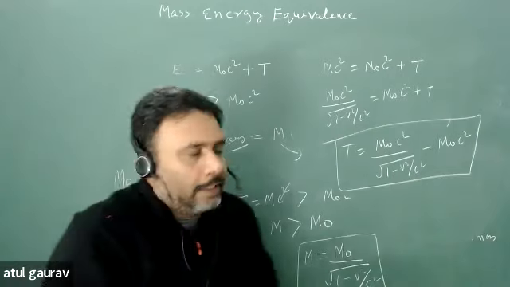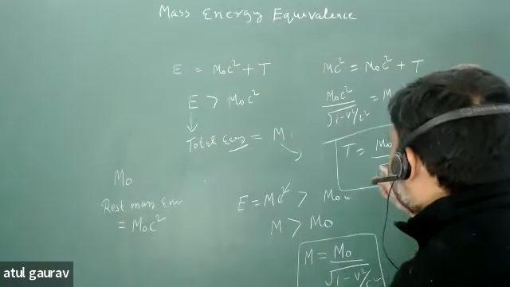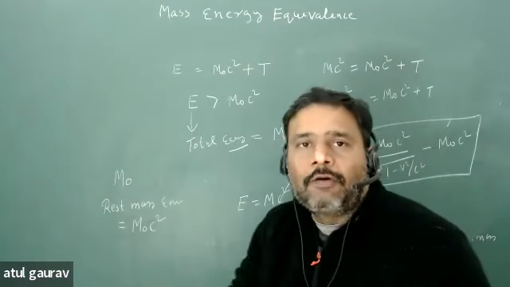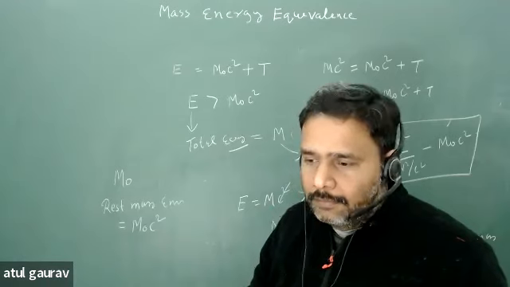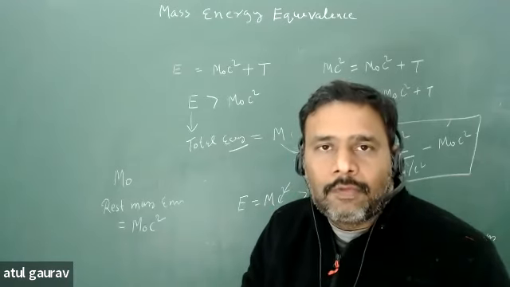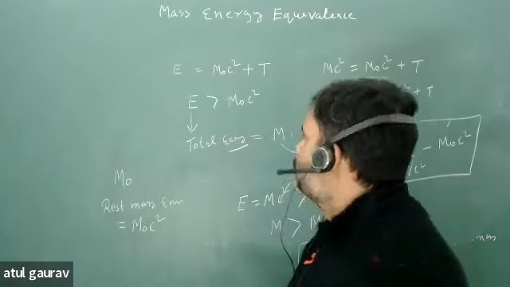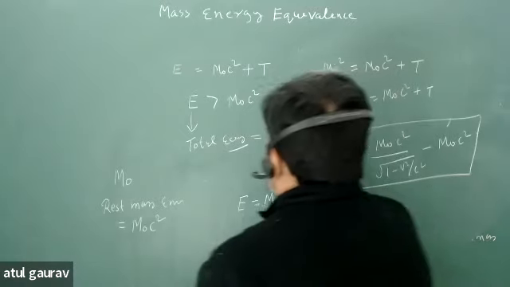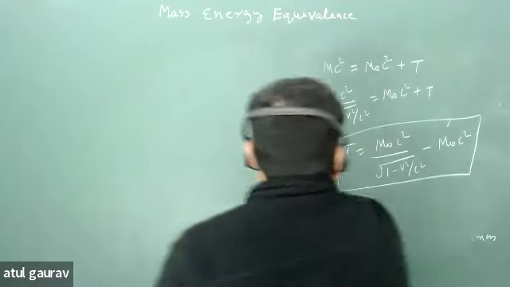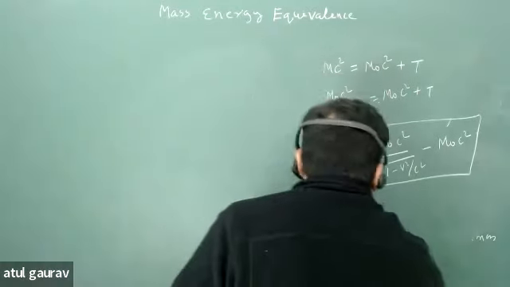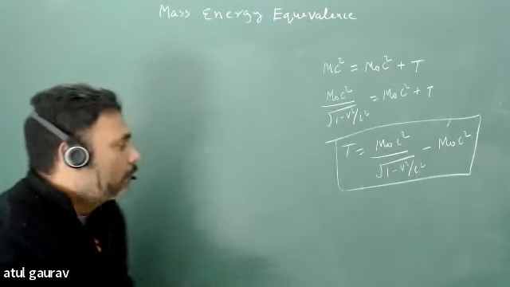Now, let's see. If v upon c tends to 0, then this kinetic energy must be equivalent to half mv square. It should come in the Galilean form, right? Yes, sir. So let's try to prove this thing. Let's check whether this is happening or not, so that you have confidence that what we did is not any absurd thing, but very logical. So let's go for this.